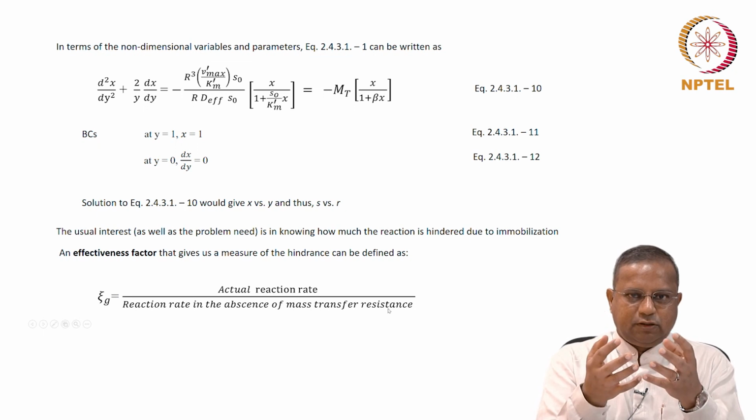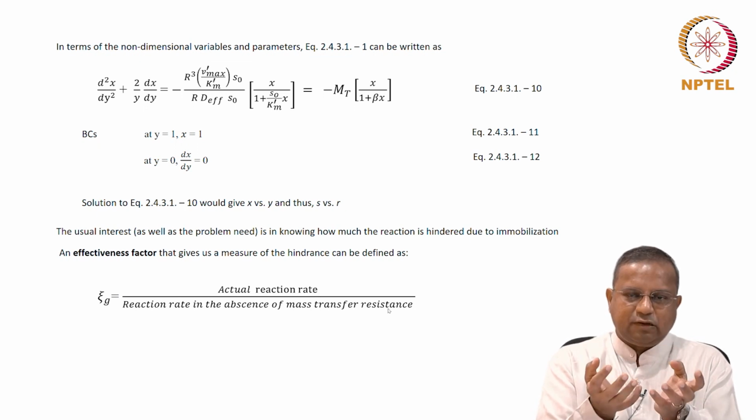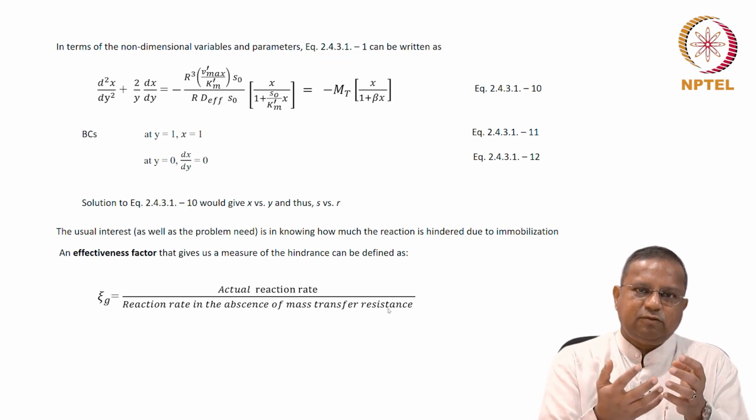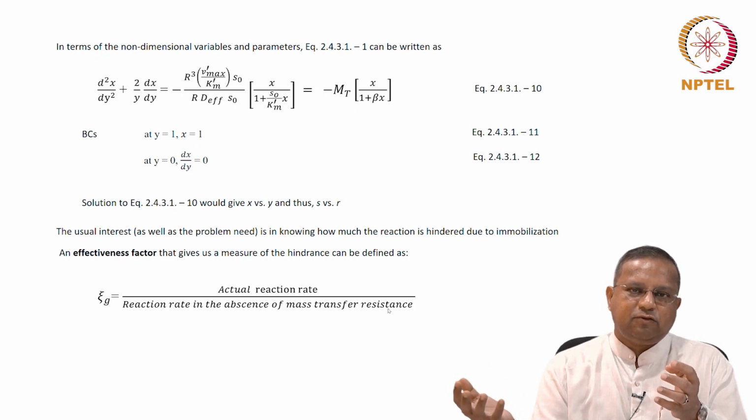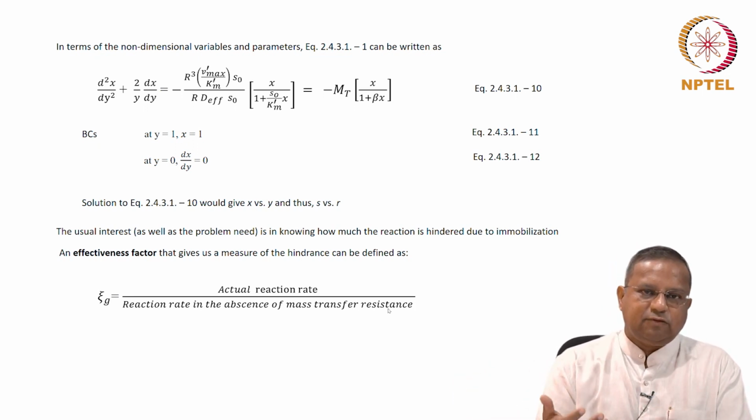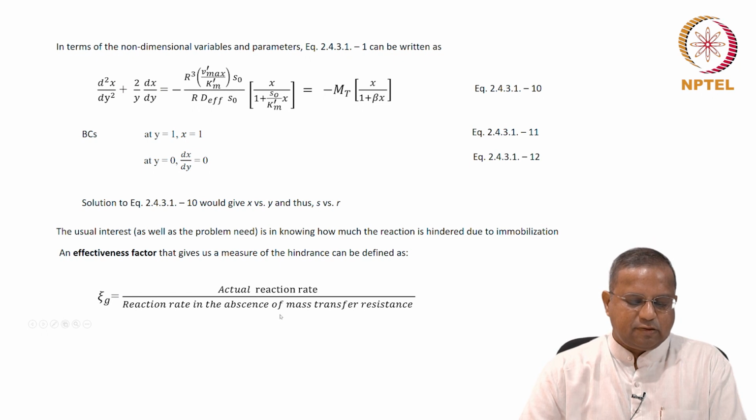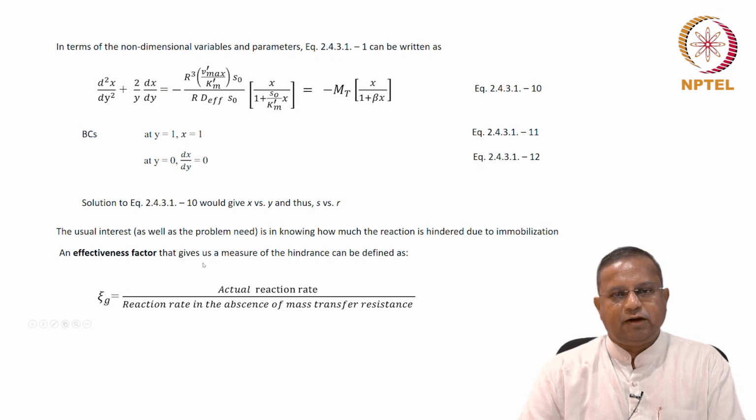For example, if there is no mass transfer resistance, then the concentration of the substrate would be the same as that in the solution throughout. So that gives us the limiting case. So that gives us a parameter by which we can assess the effectiveness of our design. Maybe if you're designing the immobilized enzyme pellet, and you can use it in many different ways.